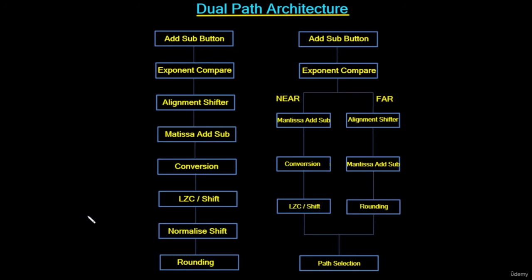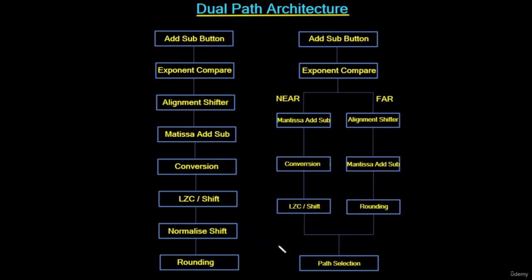In this video we're going to look at the general architecture that we're going to use for our adder and subtractor. Now the architecture we're going to be working on through the rest of the course is this one on the right hand side, and this is called a dual path architecture, and you can see why, because the path is split into two. There's a near path and a far path.